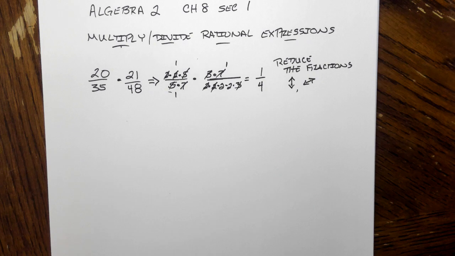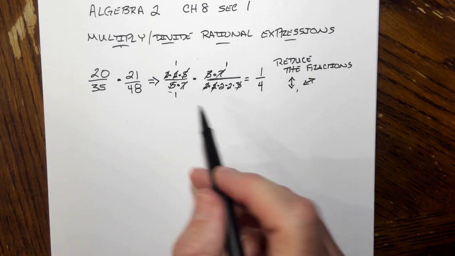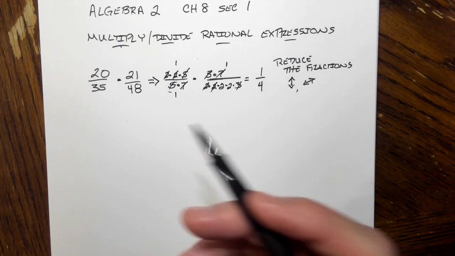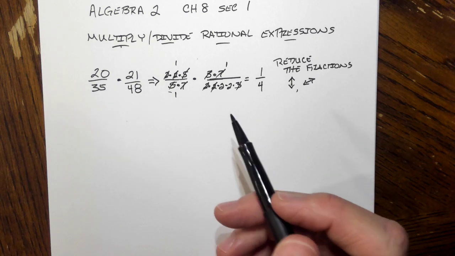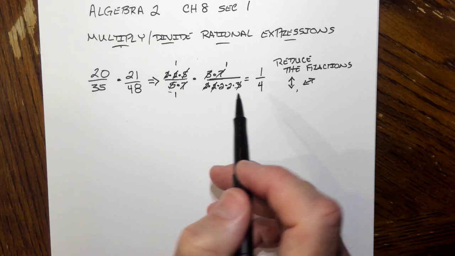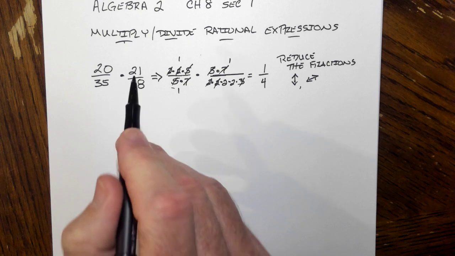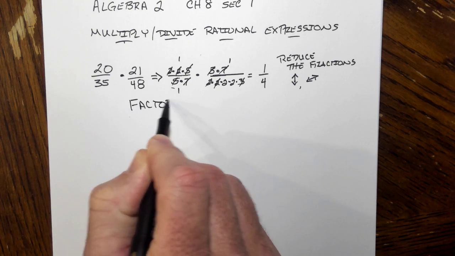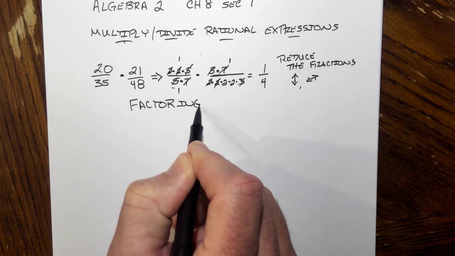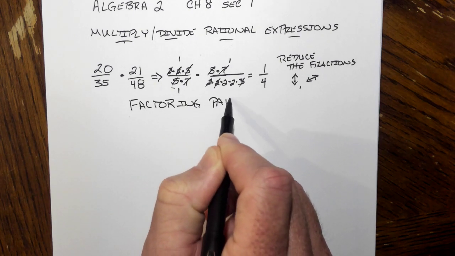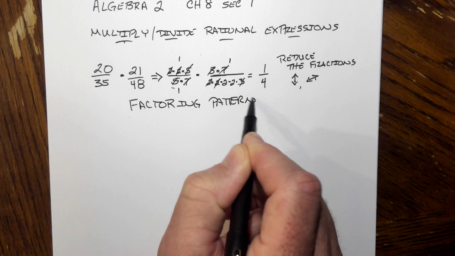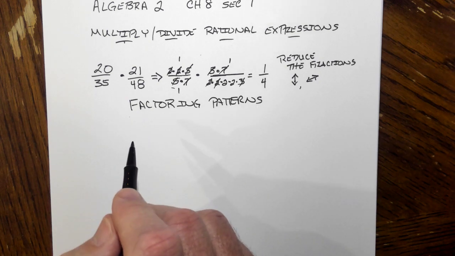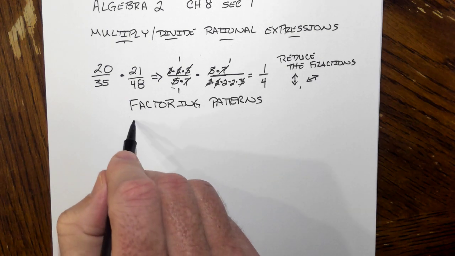Now, some of you are going to say, gee, that seems like a long way to do it. I agree, it is. But this is the breakdown that we're going to have to do when we start getting variable expressions or algebraic expressions in here. So what's this going to boil down to? We must remember our factoring patterns. And remember, we're working with fractions, so fraction rules.